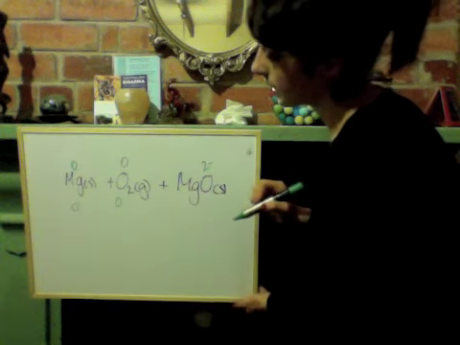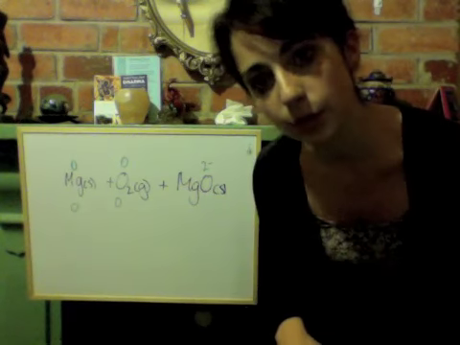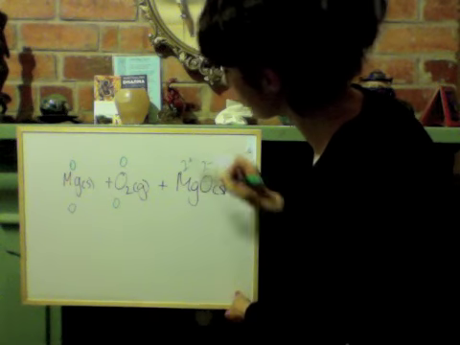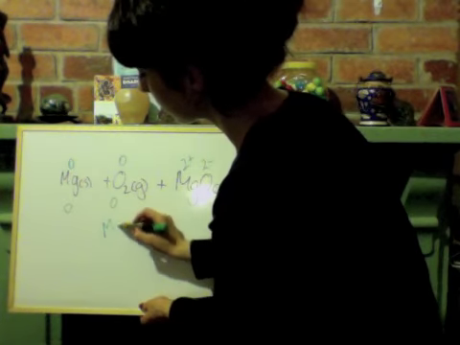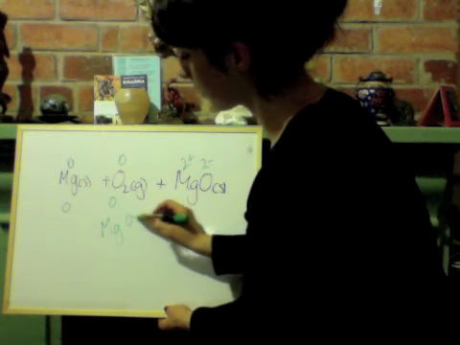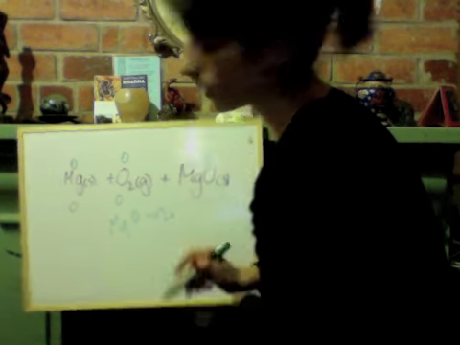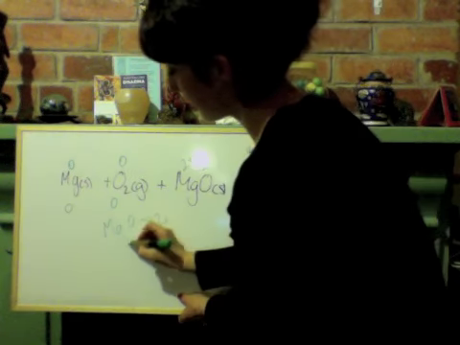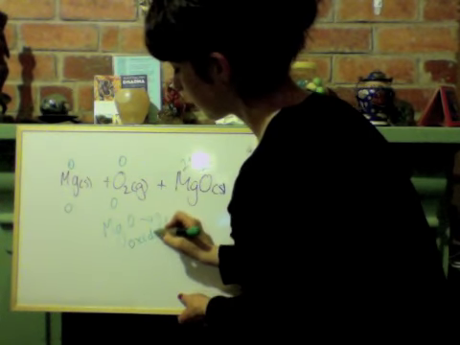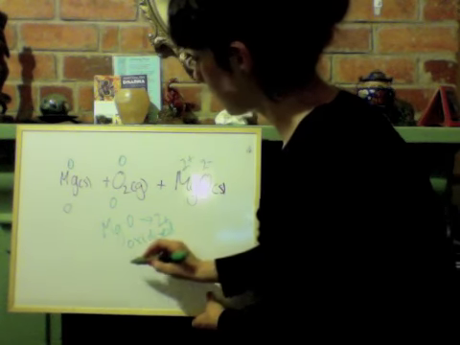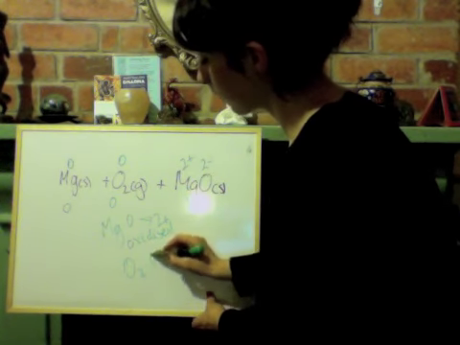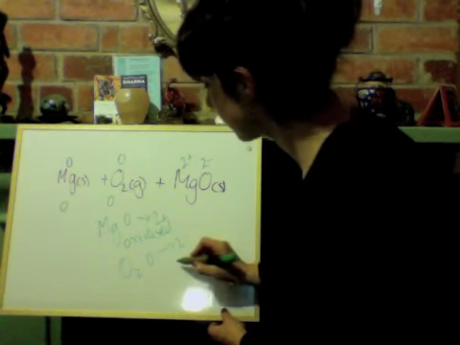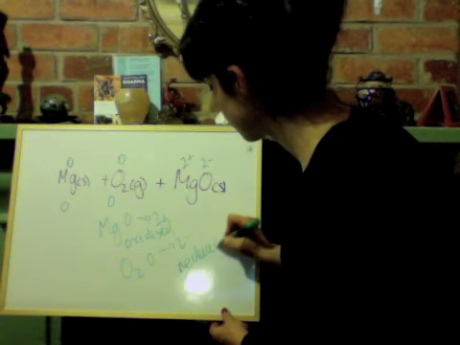But in magnesium oxide, we have 2 negative. Oxygen always has a 2 negative charge, unless it's in a peroxide. And magnesium will have a 2 positive charge. So magnesium has risen from 0 to 2 plus, meaning that it is what? That's right. It is oxidized. And oxygen has gone from 0 to 2 negative, meaning what? That's right. It has been reduced. Very good.